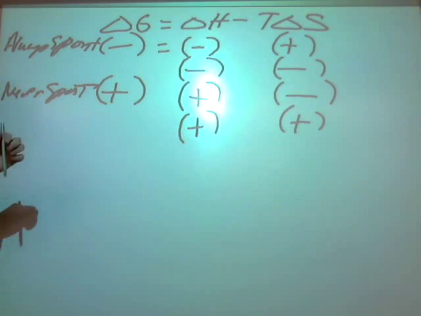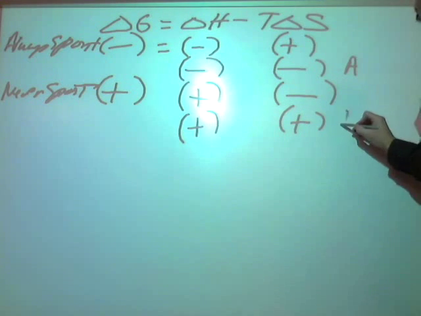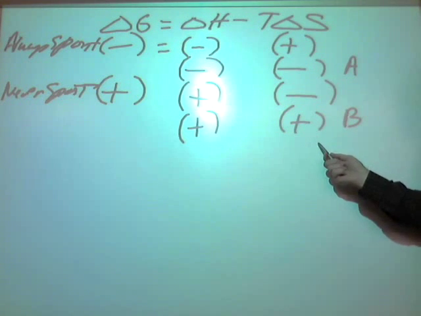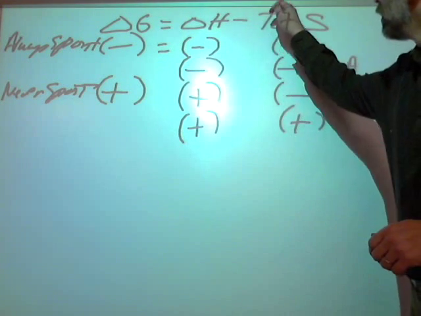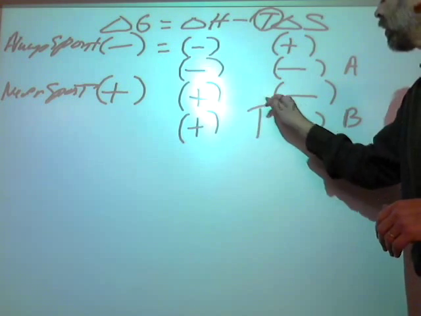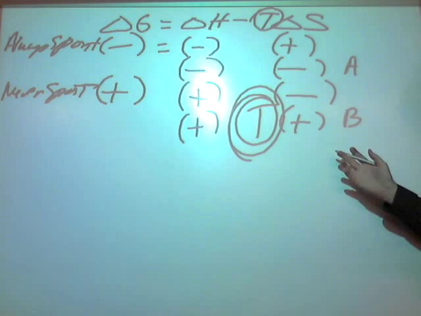Problem with these two guys. Who could tell me? We'll call this guy A. We'll call this guy B. Which one will be spontaneous at high temperatures? Does everybody agree it's going to be B? Why? Because T is in front of this guy, in front of the entropy. The bigger I make T, the more effect the entropy has.